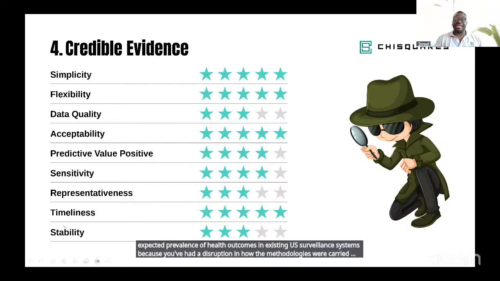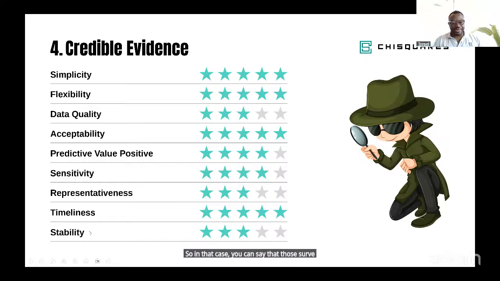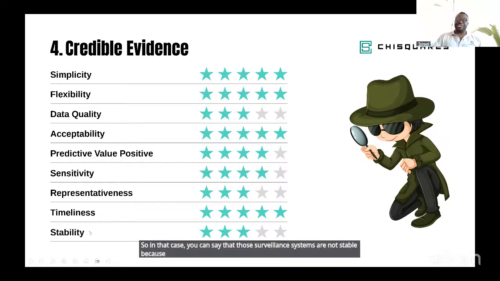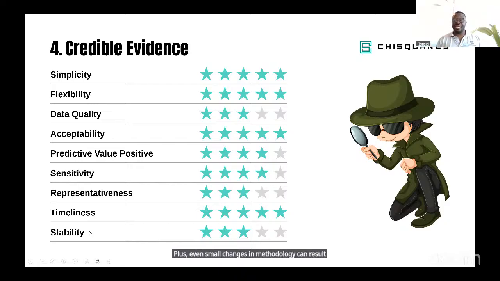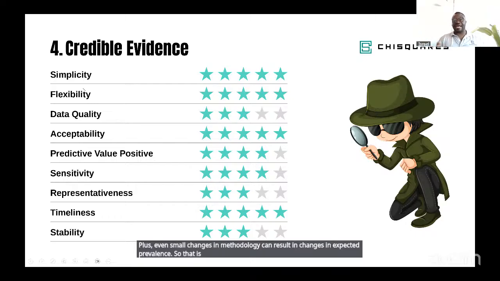So in that case, you can say that those surveillance systems are not stable because they're changing in terms of how things are measured or who is measuring it or the methodology. Because even small changes in methodology can result in changes in expected prevalence. So that is how we think of flexibility and stability.